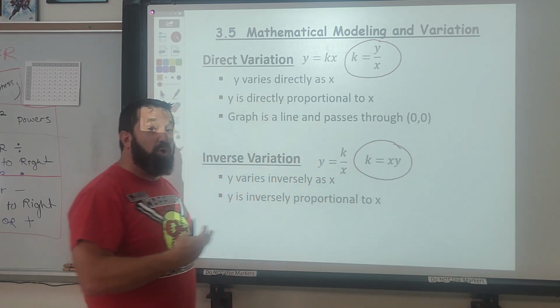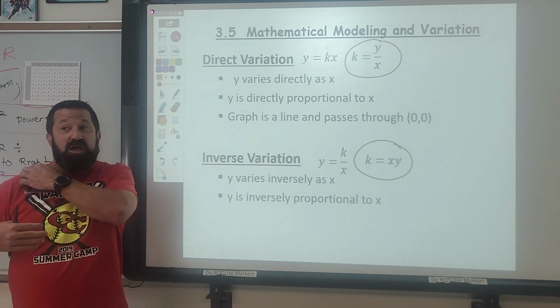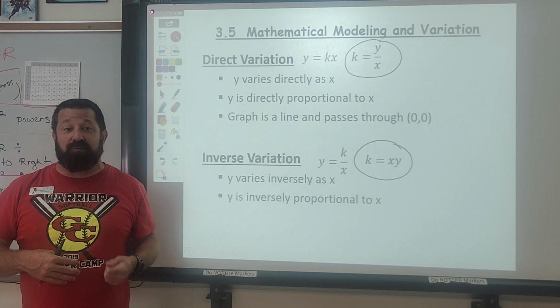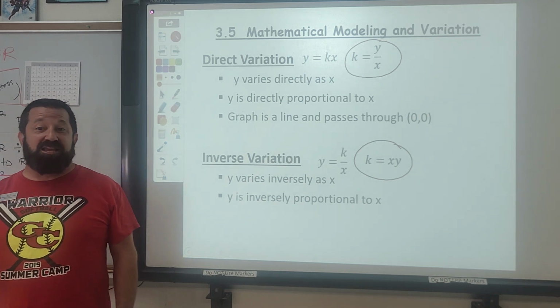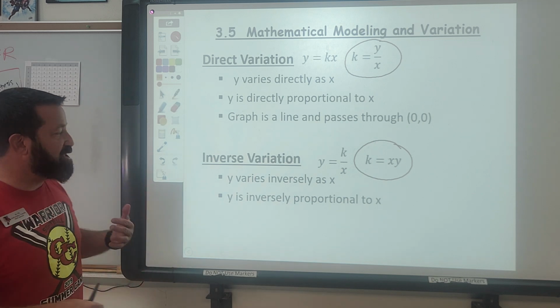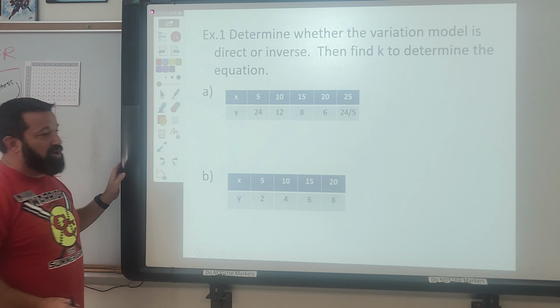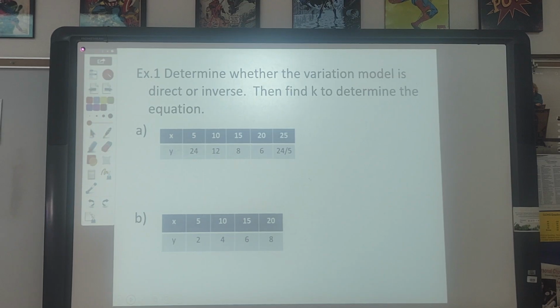Again, you can also look at the data and make a guess. If one is increasing and the other one is increasing at the same time, it's probably direct variation. And if one is increasing and the other one's decreasing at the same time, it is probably inverse variation. So take a look at those and see if you can figure out which one is which, and also what the k value is so you can write your equation.